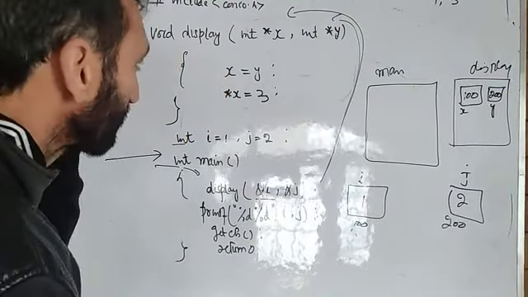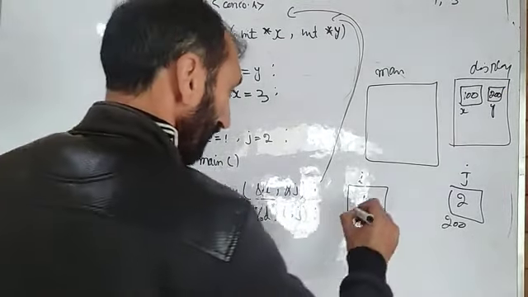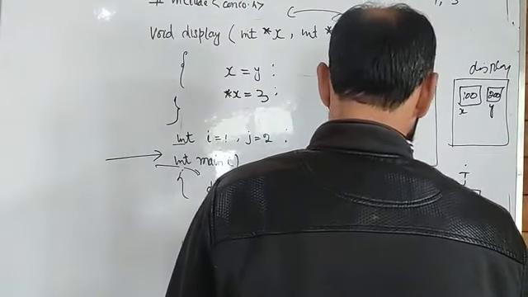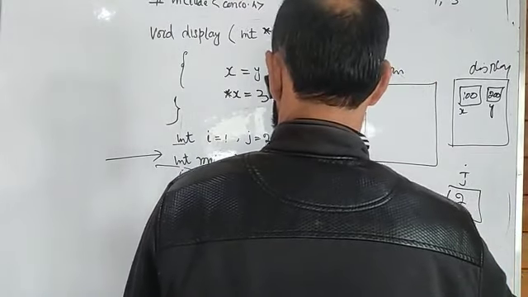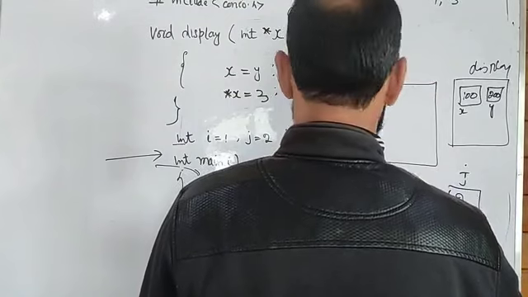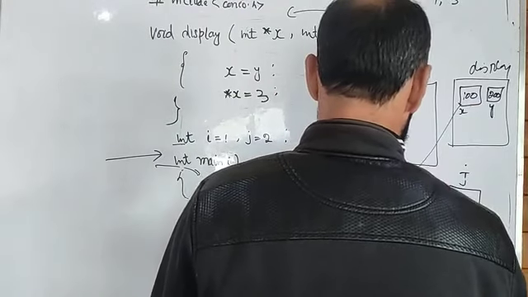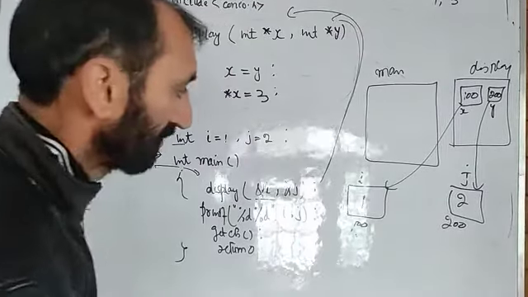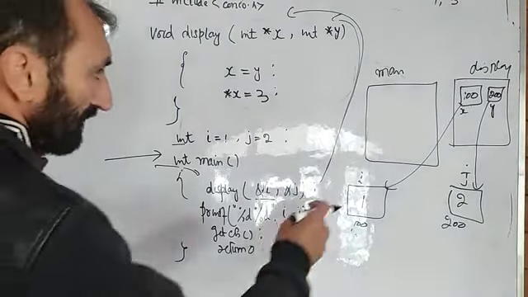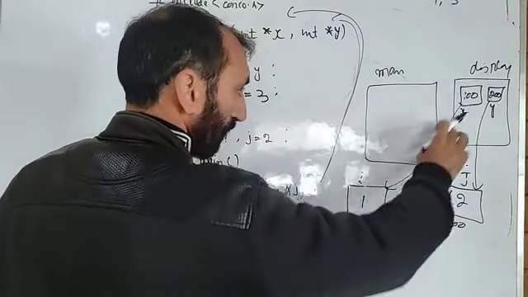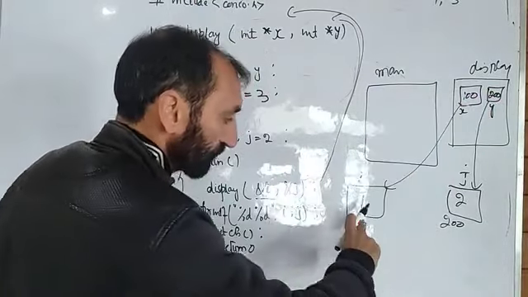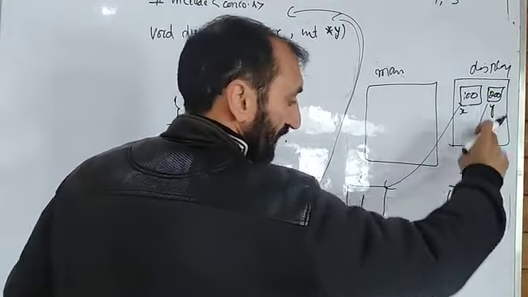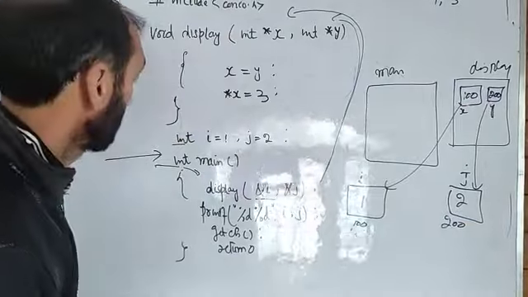In this case, we can say that x points to I, and y points to j. The address 100 is going to be stored in x. That means x points to I and y points to j.